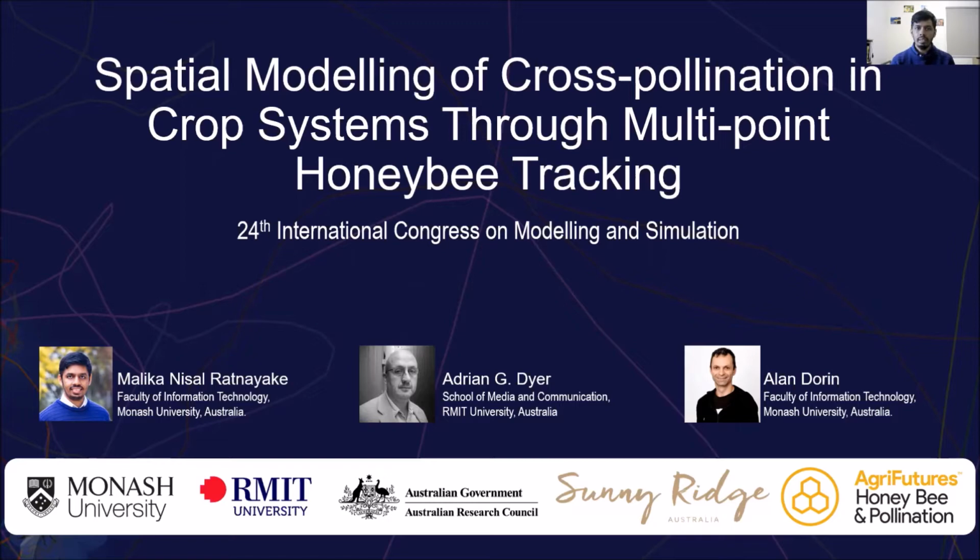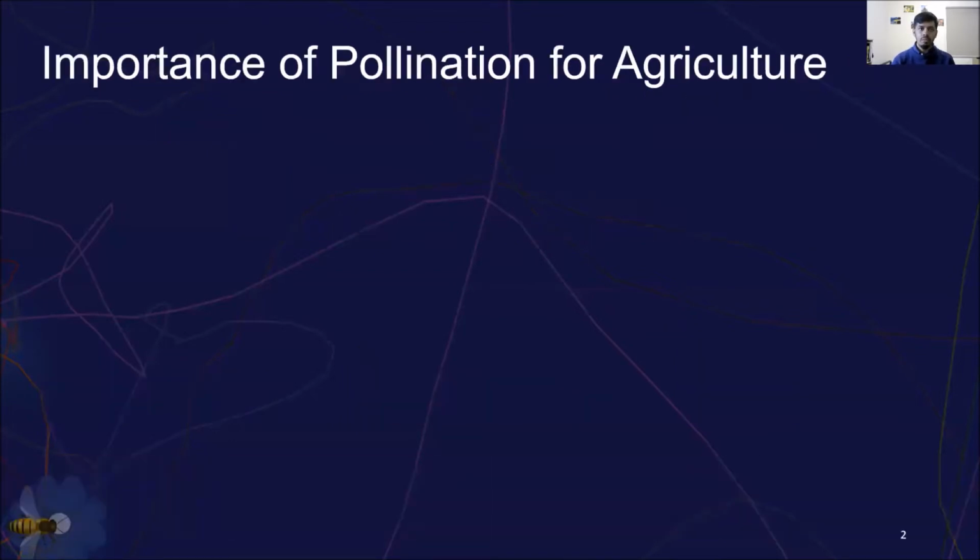Now I will present our research on spatial monitoring of cross-pollination in cropping systems through multi-point honeybee tracking. In this research, we looked at how we can use digital pollination monitoring and tracking technologies to build spatial models of honeybees to better understand cross-pollination. First, I will present the motivation behind our research and its importance.